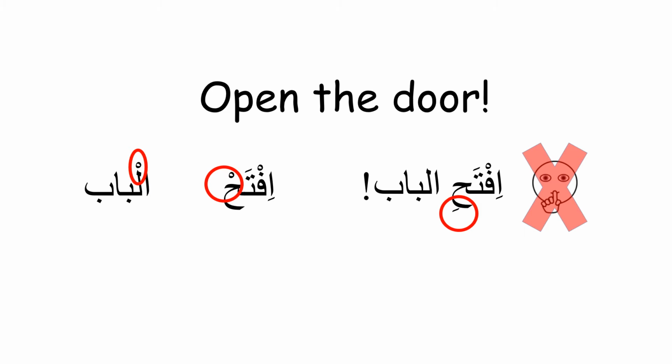So افتح الباب. And just to make it simpler and easier, anytime after the imperative verb that you have the article al, such as in افتح الباب, the sukoon is substituted by a kasra.